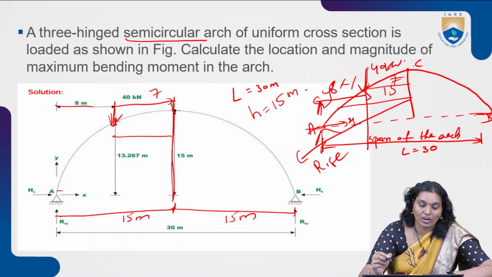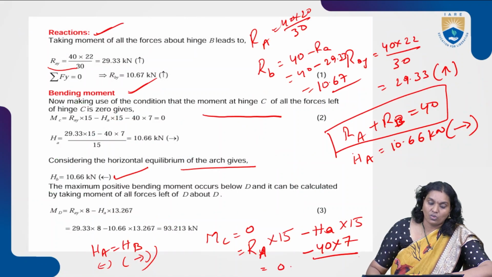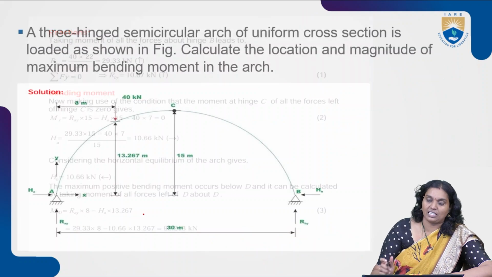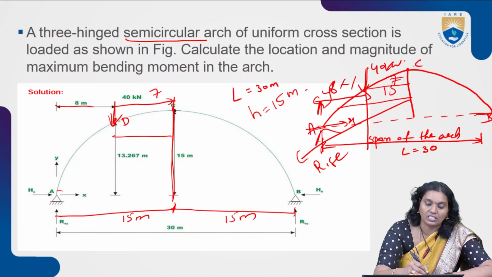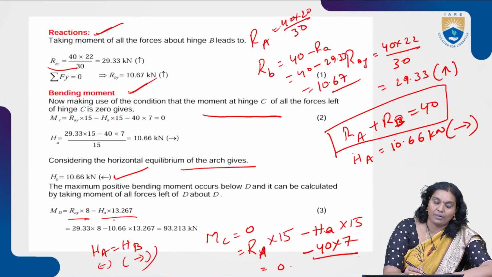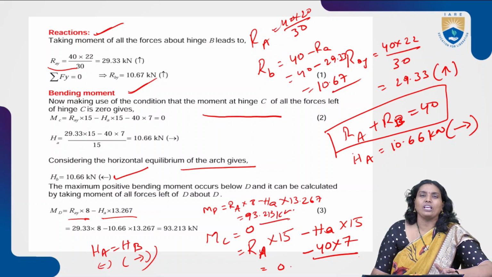So here we have to understand those parameters. Now MD is equal to RA into 8 minus HA into, here this is nothing but the D. So this is the point. Now we are going to consider the height that is given, and there the bending moment is equal to reaction minus horizontal reaction at A multiplied by that height. So this is equal to 93.213 kilonewton-meter, the moment we required.